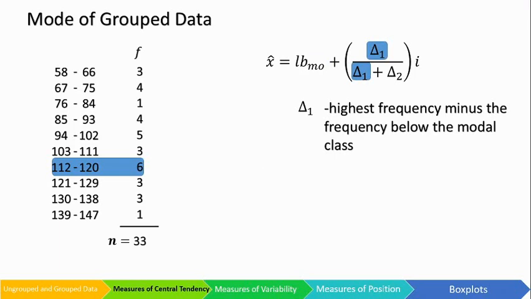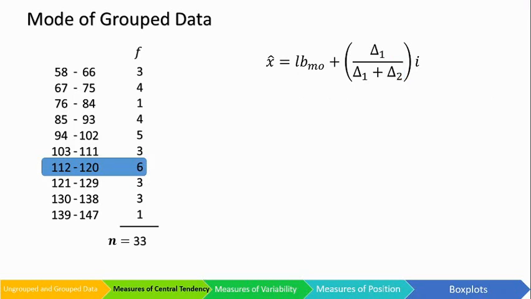Now the delta 1. Delta 1 is the highest frequency minus the frequency below the modal class. And again, because the classes are arranged in ascending order, 103 to 111 is a class below the modal class, and its frequency is 3. Therefore, delta 1 is equal to 6 minus 3, which is 3. For delta 2, it is computed as the highest frequency minus the frequency above the modal class, and the class above the modal class is 121 to 129, whose frequency is 3. And so, delta 2 is 6 minus 3, which is equal to 3. And I is still the class interval, which is equal to 9.